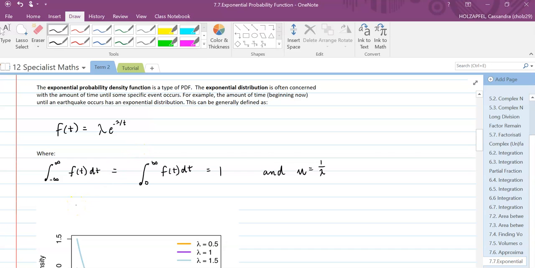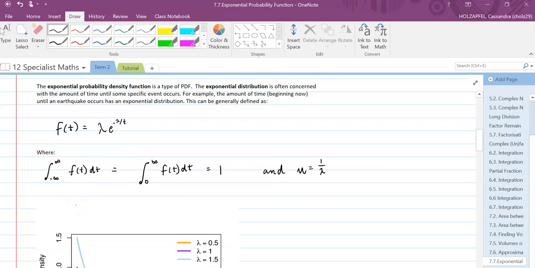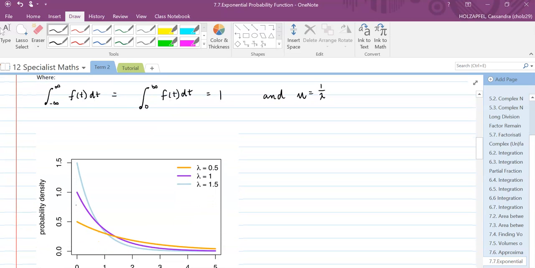For this particular function, because it's an exponential function, I'll scroll down here so we can see this graph. We don't actually have negative values for time, because we're starting off at t equal to 0. So if we were to integrate this function from negative infinity to positive infinity, that's going to be equal to the area from 0 to infinity. And we can find the average at 1 over that value from earlier. We've got lambda representing that value here.